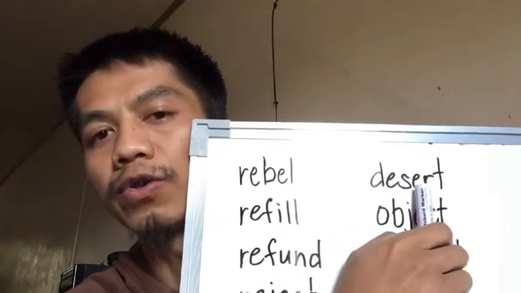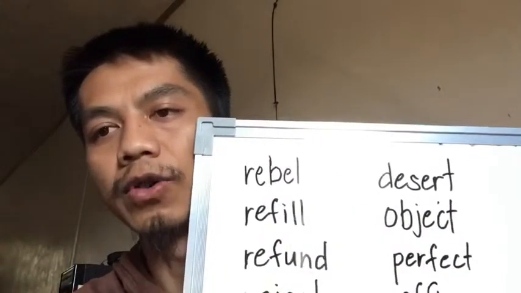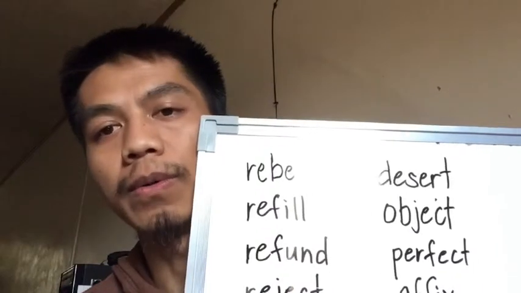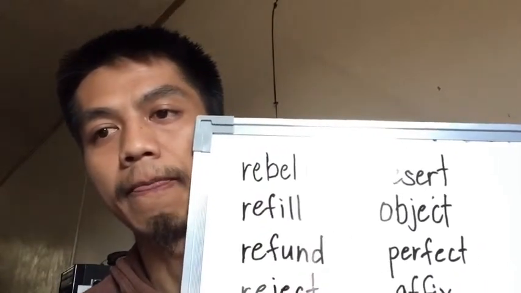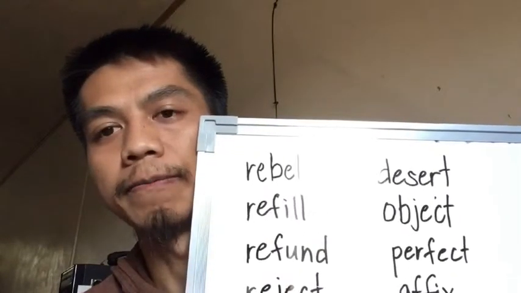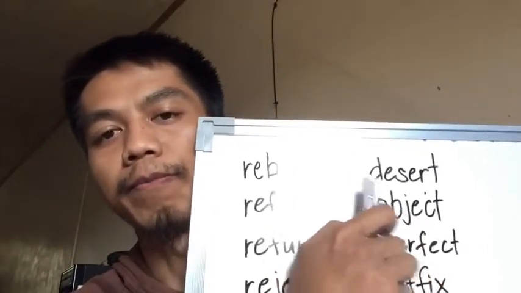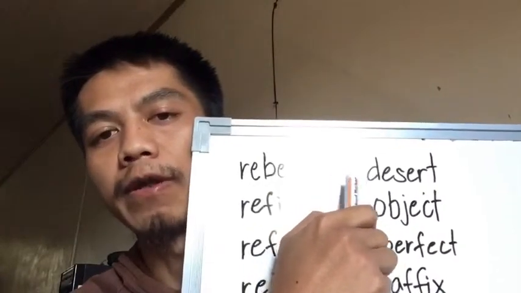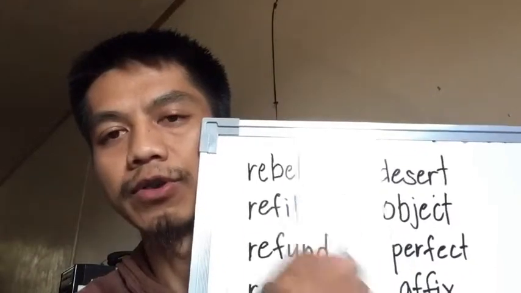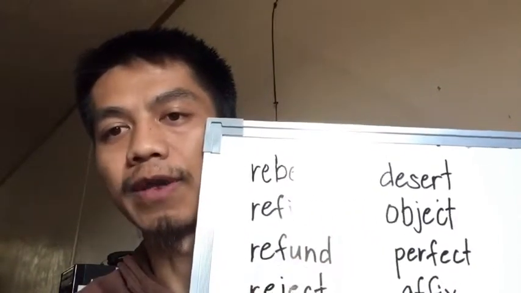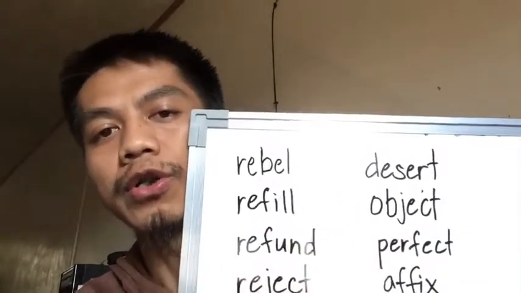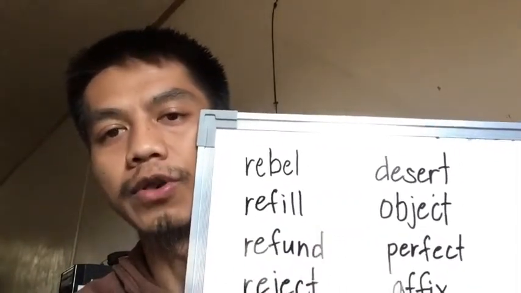Since it is an unstressed syllable, you cannot use a long vowel. You can only use a short vowel in short syllables. Now, the other pronunciation of this word is dessert. Dessert and desert are not the same. A desert is a dry land. To desert means to leave.